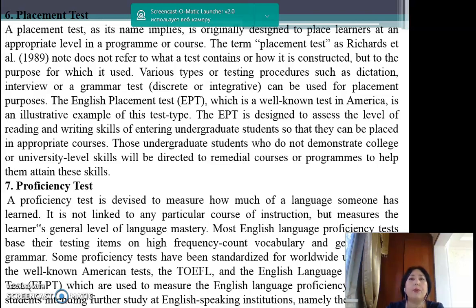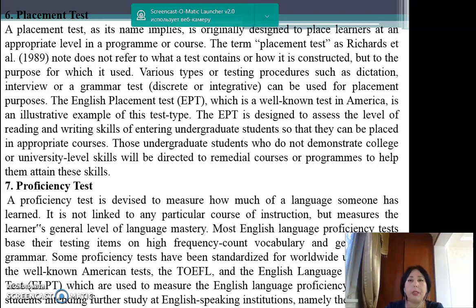Various types of tests or testing procedures, such as dictation, interview, or grammar test, for example, discrete or integrative, can be used for placement purposes. And the English Placement Test, EPT, which is a well-known test in America, is an illustrative example of this test type.